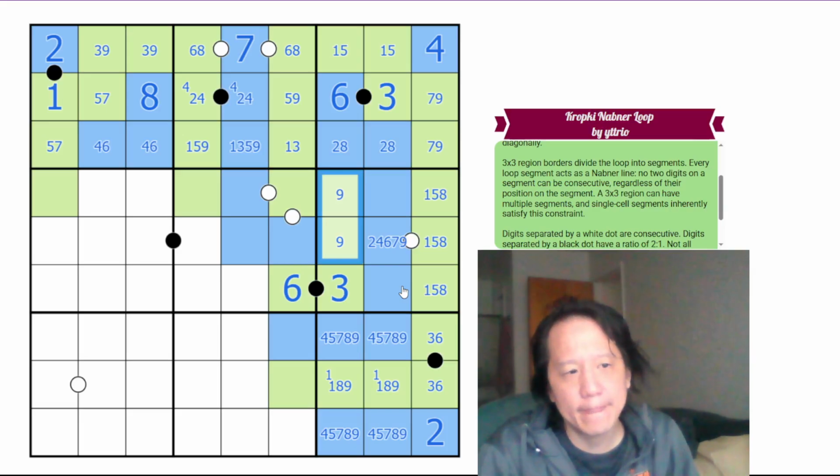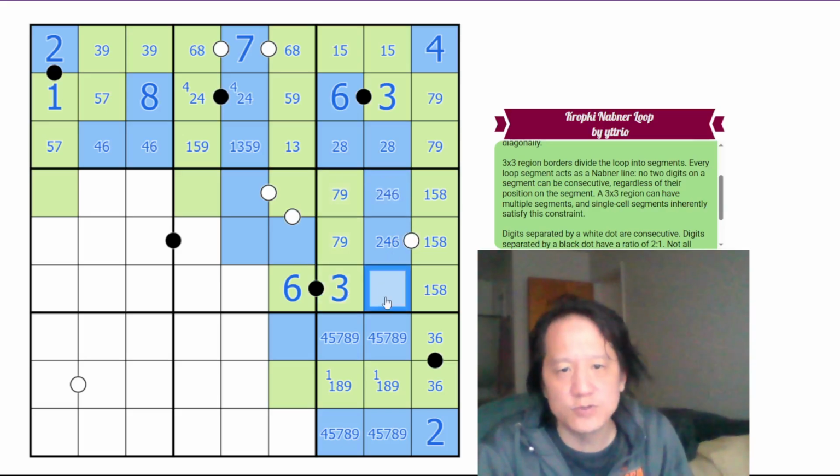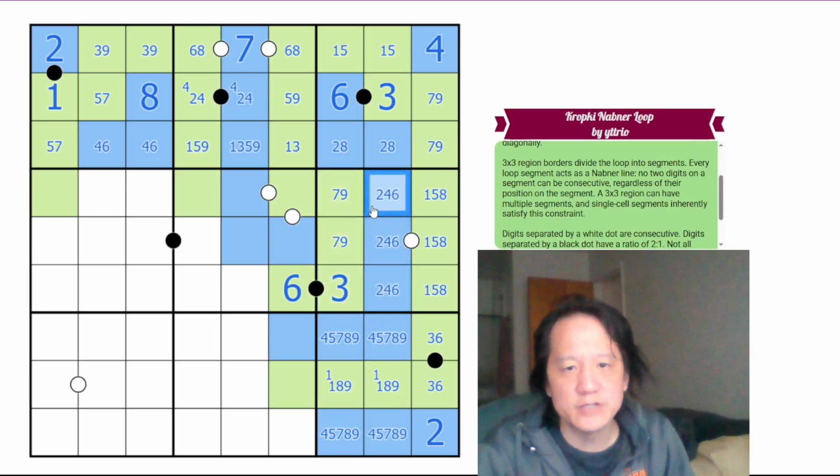2 and 4 are missing. No 1, 5. So 1 out of 6 or 7 is here and cannot be 6 because of the 6 in the column. So this is 7, 9 pair, which eliminates 7, 9 in the rest of the box. So this has to be a 2, 4, 6 triplet, which eliminates 2, 4, 6 in the rest of the column. So this can't be 2.